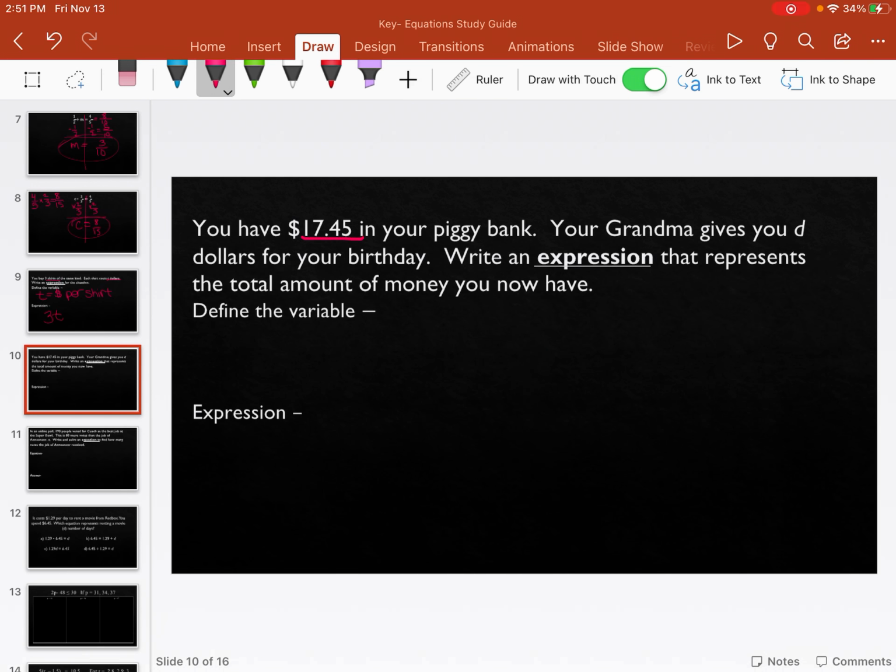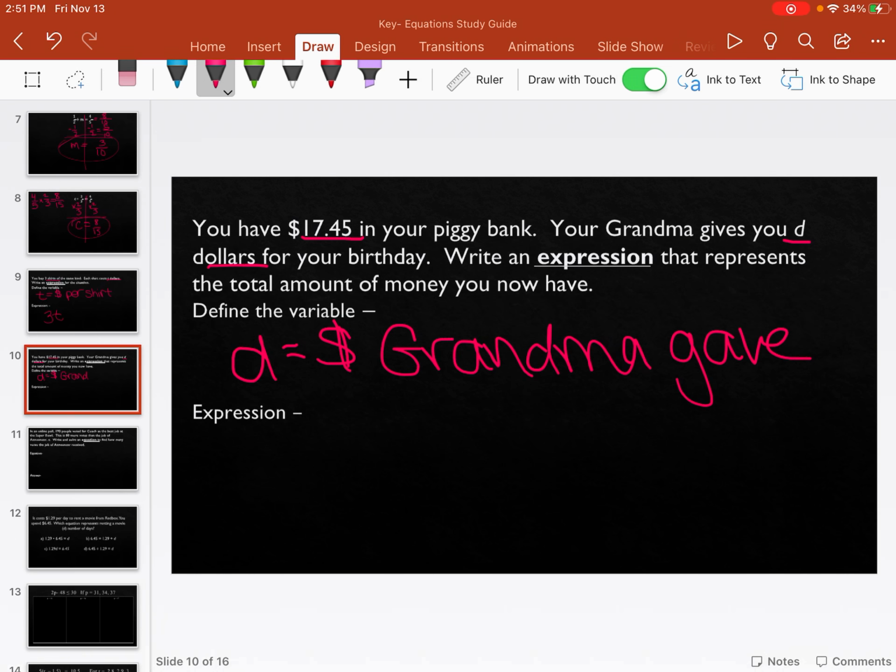You have $17.45 in your piggy bank. Your grandma gives you D dollars for your birthday. Write an expression that represents the total amount of money you now have. So we have D is the money grandma gave. And we're going to add those together. So it's going to be $17.45 plus D.